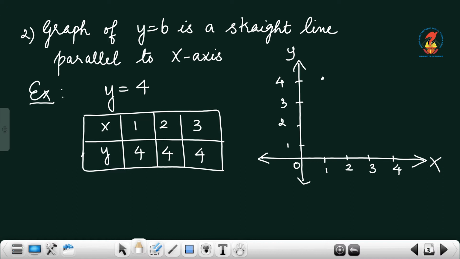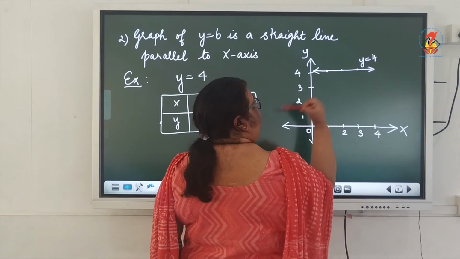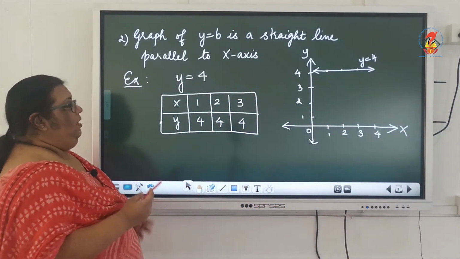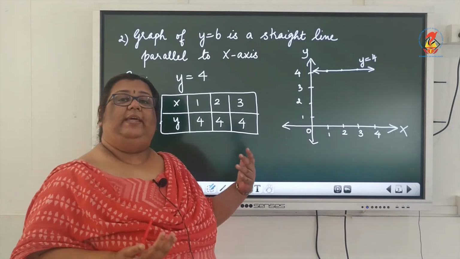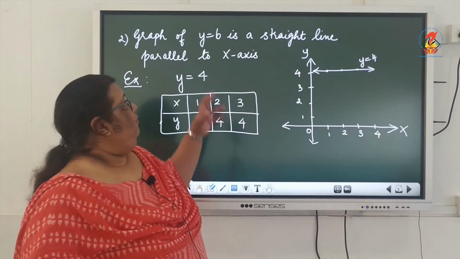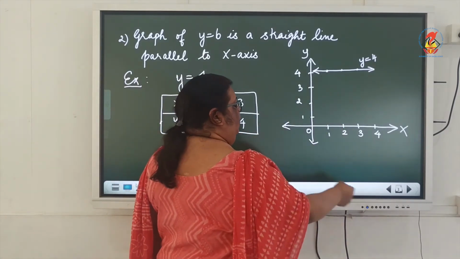This is ordered pair (1, 4), (2, 4), (3, 4). Join. This is the graph of y equals 4. Here you can see that this graph y equals 4 is parallel to x axis. So any equation y equals 3, y equals half, y equals -10, y equals 20, all these graphs of y equals b will be always parallel to x axis.